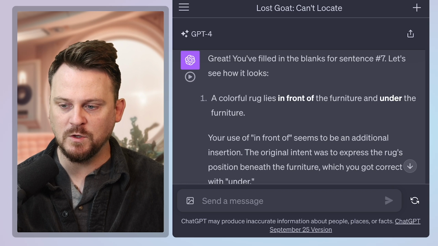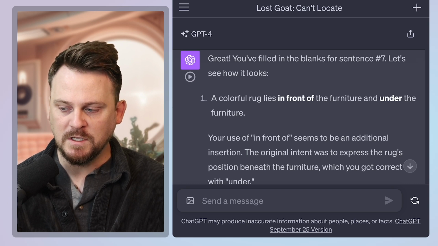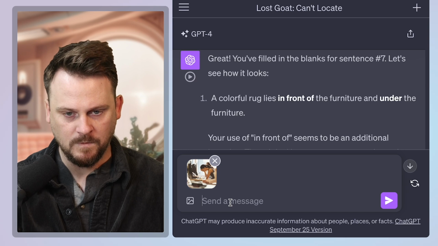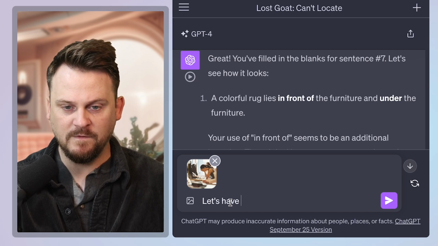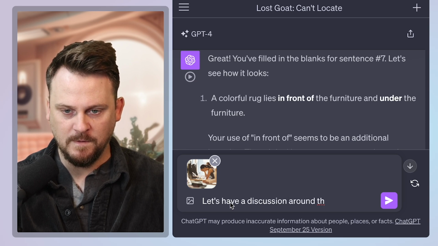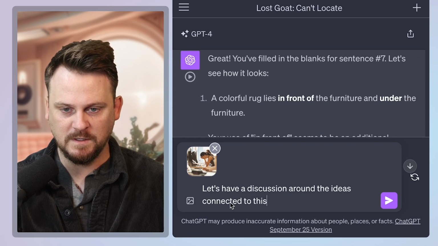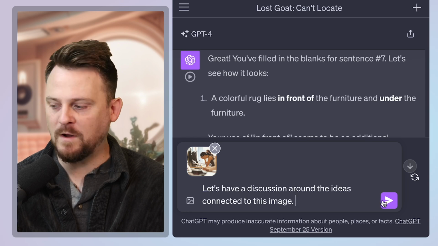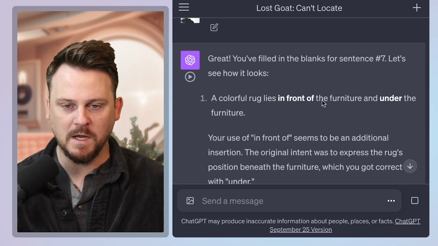I'm going to choose a different image, and I'm going to say, let's have a discussion around the ideas connected to this image. That's too complex. I'm just kind of roughly describing what I want to do. Let's see what we get here.